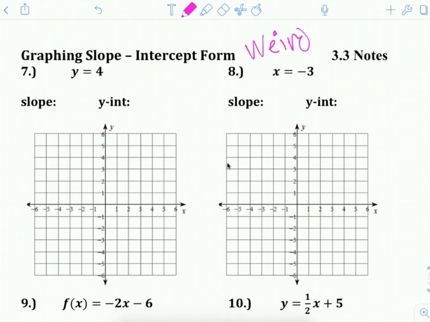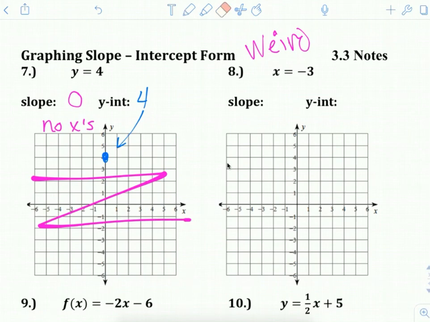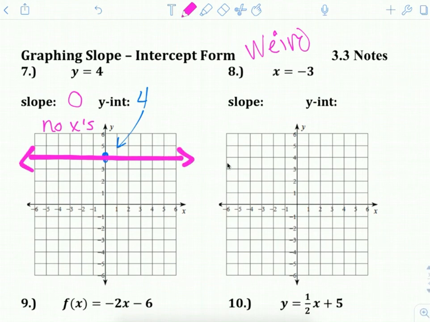Problem number 7. When I write my slope, I'm looking for my x's. I don't have any x's. Make that note, no x's. So my slope is 0. I do have a y-intercept. My y-intercept is 4. So my first dot right here is going to be on the 4, and I need to remember that a 0 slope means it's going to be a horizontal line. So I'm going to draw my 0 slope straight across my graph. That's the end. Those ones are probably the easiest once you memorize them.